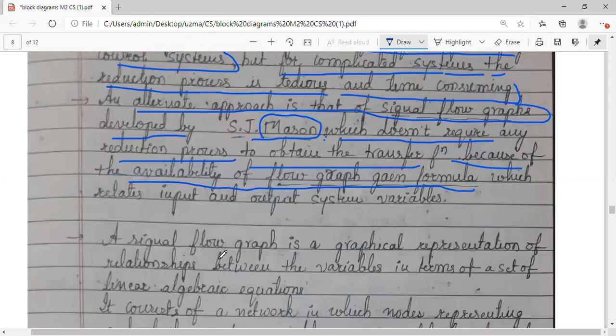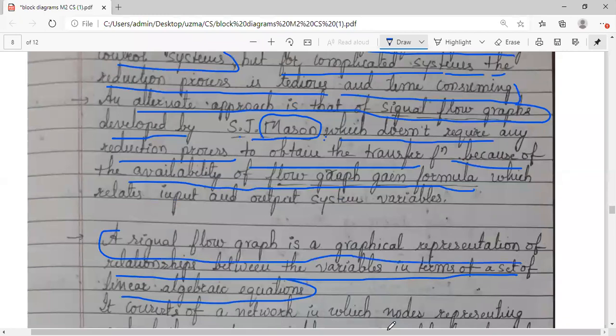A signal flow graph is a graphical representation of relationships between the variables in terms of a set of linear equations. You will understand the meaning of this once I go to the next concept. The relationship between the variables in terms of a set of equations: if I give you equations, what are the relations, how input and output or some different variables in the system are related. If you know those equations, you can easily draw the signal flow graph.